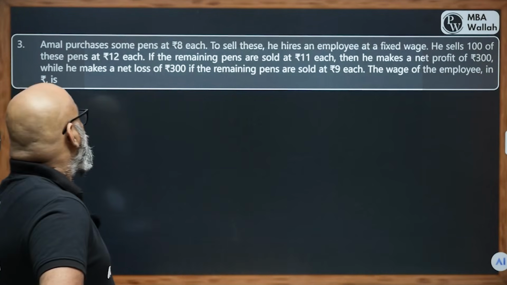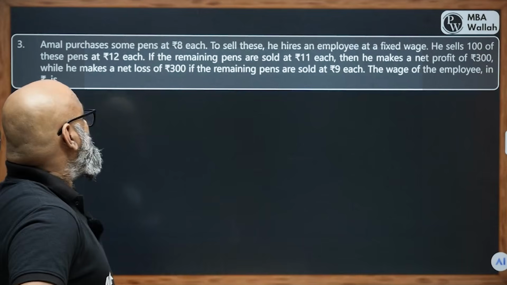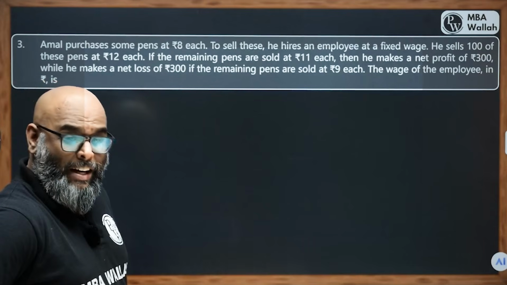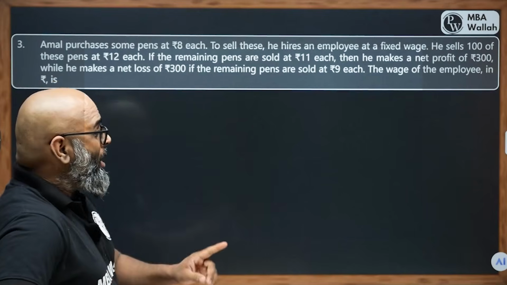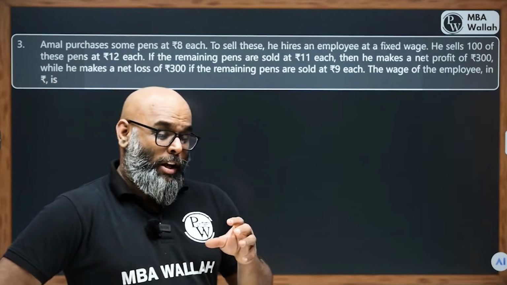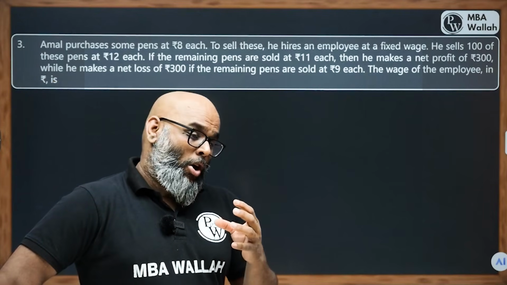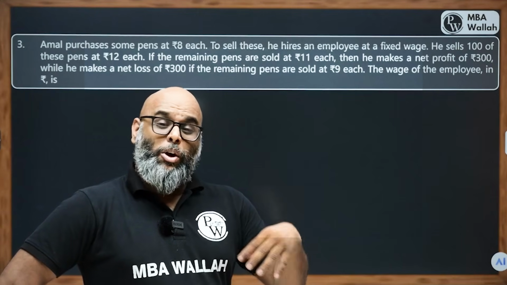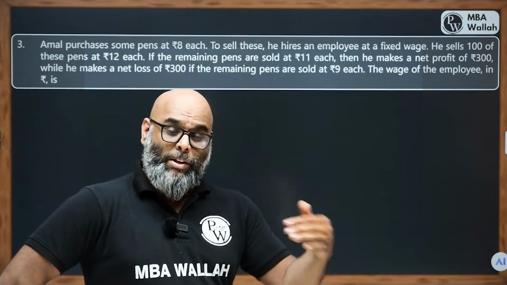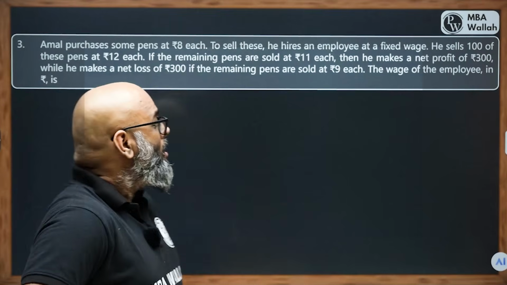And now let's do this. Amal purchases some pens at rupees 8 each. To sell these, he hires an employee at a fixed wage. So there are two cost prices here. One, the cost price of buying the pens, and then the employee who is going to sell it. He has a fixed wage. That will also be his cost price.